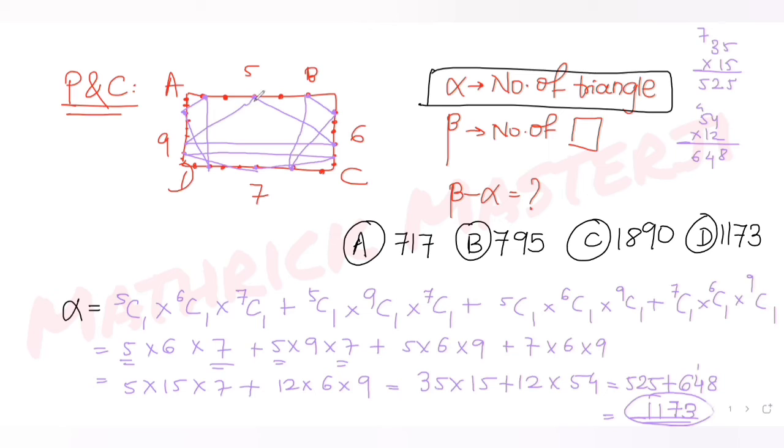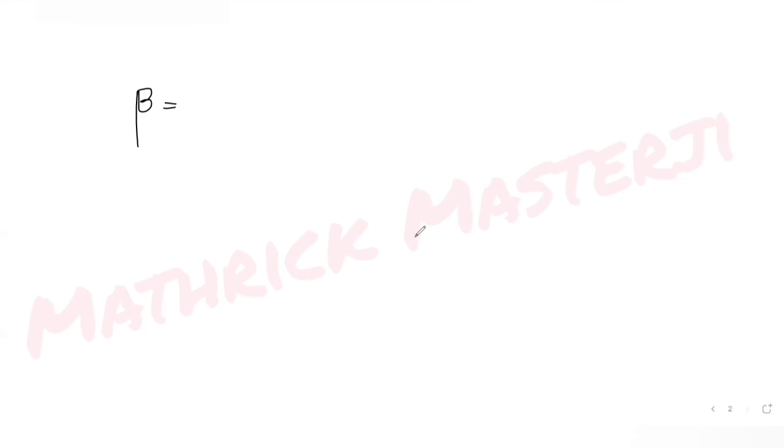Let's find beta, which tells us how many quadrilaterals I can form. To form a quadrilateral, I'll select a point from each side. Out of 5, I'm selecting one, out of 6 one, out of 7 one, out of 9 one. That basically becomes a quadrilateral. For that, we only have this option: I'm selecting one from each side as the vertex.